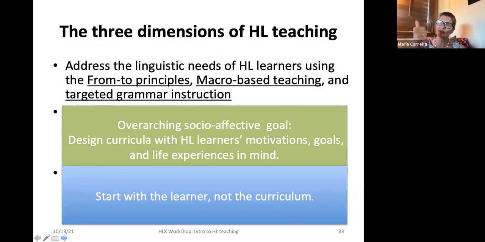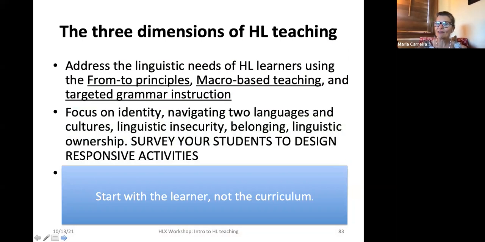You want to think about the from-to principles, macro-based teaching, and targeted grammar instruction. In terms of socio-affective needs, you want to focus on identity, navigating two languages and cultures, linguistic insecurity, belonging, and ownership. Does the language belong to you, or does it belong to native speakers?